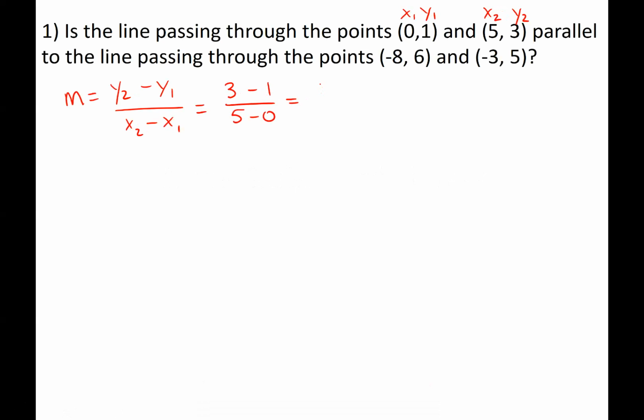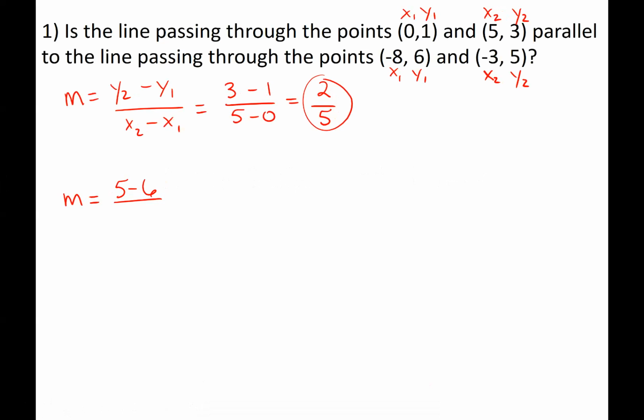Then 3 minus 1 is 2. 5 minus 0 is 5. There's my first slope. Then I'm going to do the same thing for the other ordered pair, x1, y1, x2, and y2. Then I'm going to plug those in. So I get 5 minus 6.